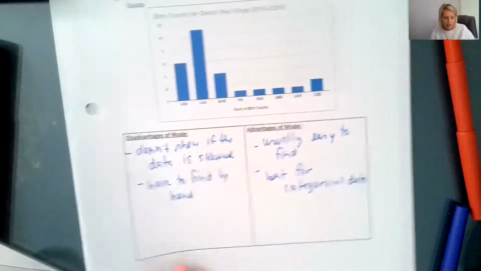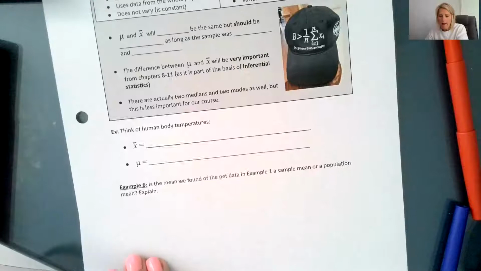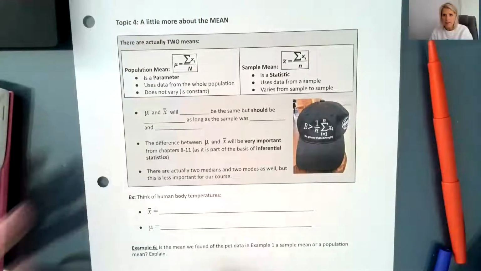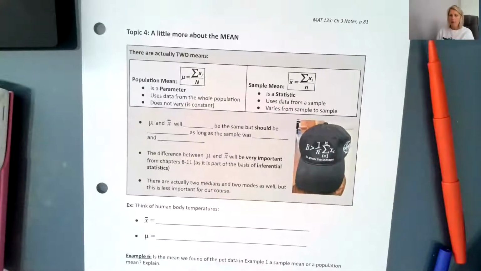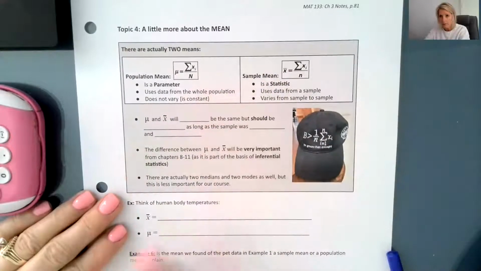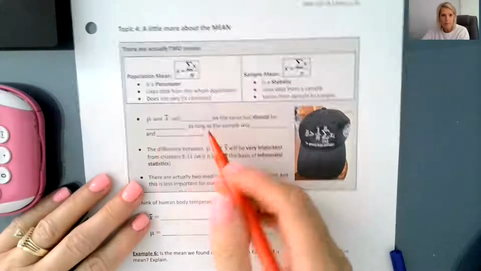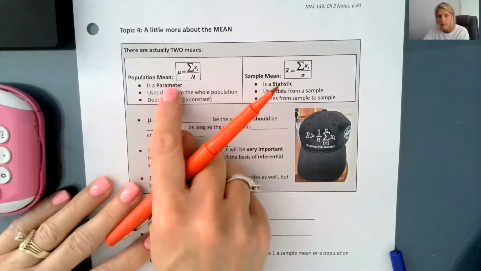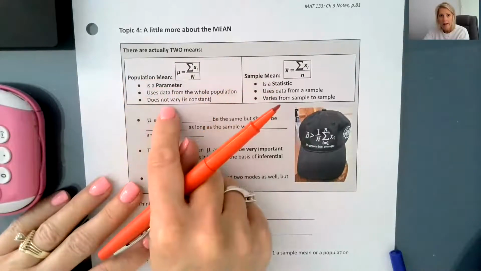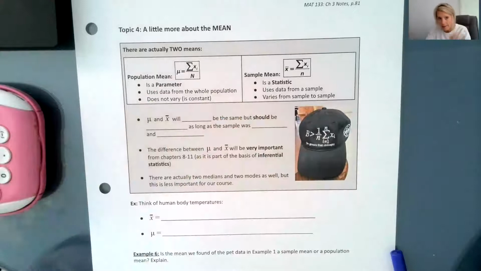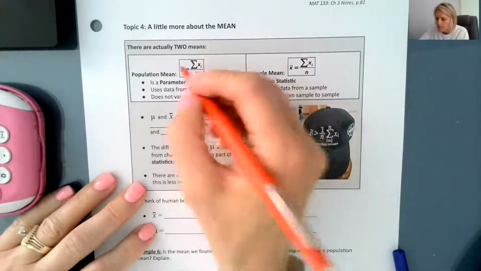So our last page in lesson 3.1 has us look at the symbols that we're going to use for mean. So remember back in chapter 1, we talked about population and sample. Population is if we have observations from every single person or item that we're trying to observe. Then we're saying that we have the population mean. It's a parameter. So the population mean, the characteristic, is called a parameter. P goes with P. It's data from the whole population. It does not vary. It's always the same because it's the whole population. And that symbol is mu.